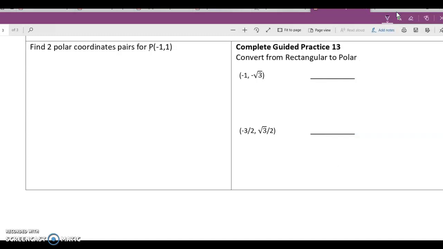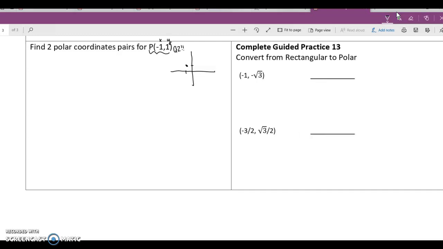So we have this point here, negative 1, 1. So thinking back to Cartesian and rectangular coordinates, this is my x coordinate, this is my y coordinate. So I go over 1, up 1. So I'm right here. And this is going to be important. Remember, you are in quadrant 2.